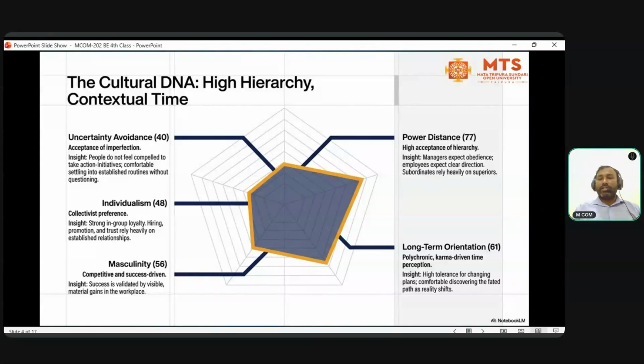And long-term orientation is like polychronic, karma driving time perceptions. Insight: high tolerance for changing plans, comfortable with the fated path of reality shifts. Okay.